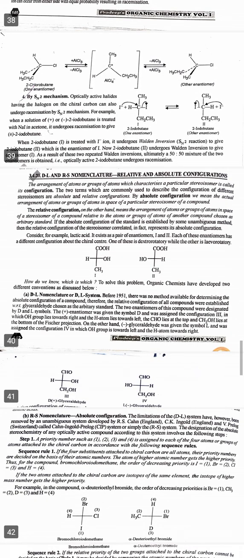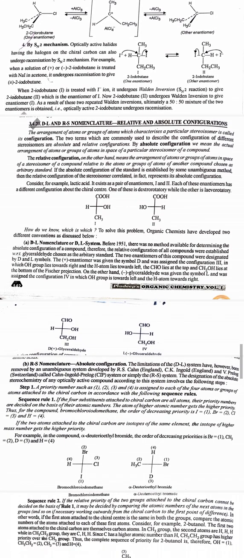D, L, and RS nomenclature, relative and absolute configuration. The arrangement of atoms or groups of atoms which characterizes a particular stereoisomer is called configuration. By absolute configuration, we mean the actual arrangement of atoms or groups of atoms in space for a particular stereoisomer of a compound. The relative configuration, on the other hand, means the arrangement of atoms or groups of atoms in space of a stereoisomer of a compound relative to the atoms or groups of atoms of another compound chosen as an arbitrary standard.